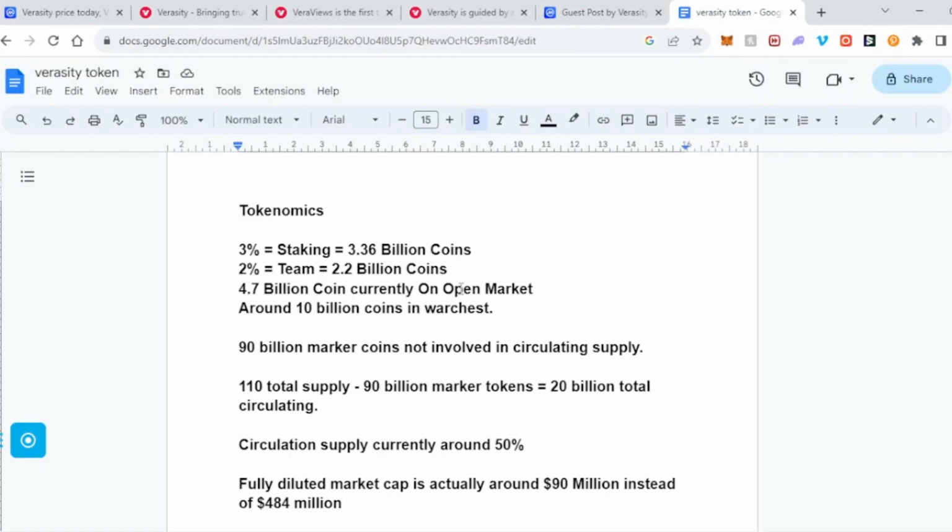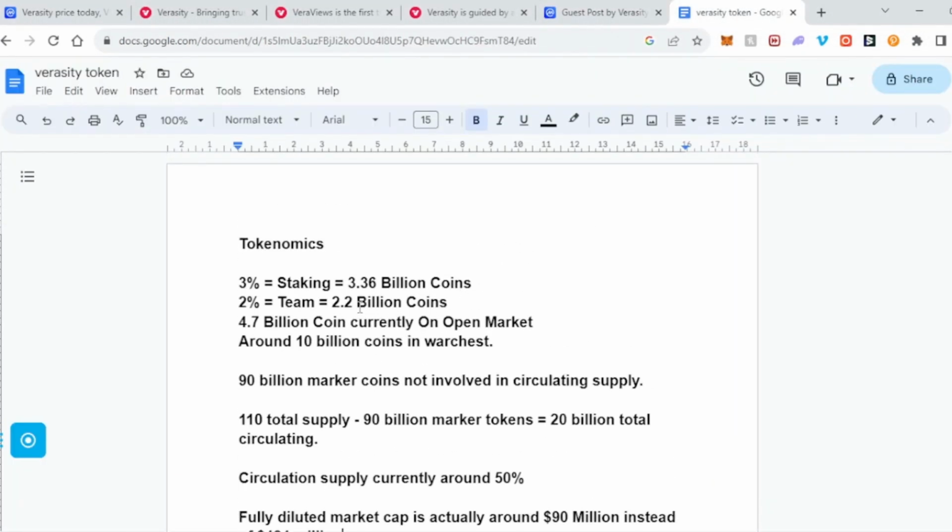If you scroll across here, I will break down the tokenomics a bit further. You can see that 3% of the total coins is used for staking, which is around 3.36 billion coins. 2% of the tokens go to the team at 2.2 billion coins. At the moment on the open market, it's around 4.7 billion coins, and around 10 billion coins are in a thing called a war chest on the Verasity network, and I believe that these will be distributed throughout the years as well.